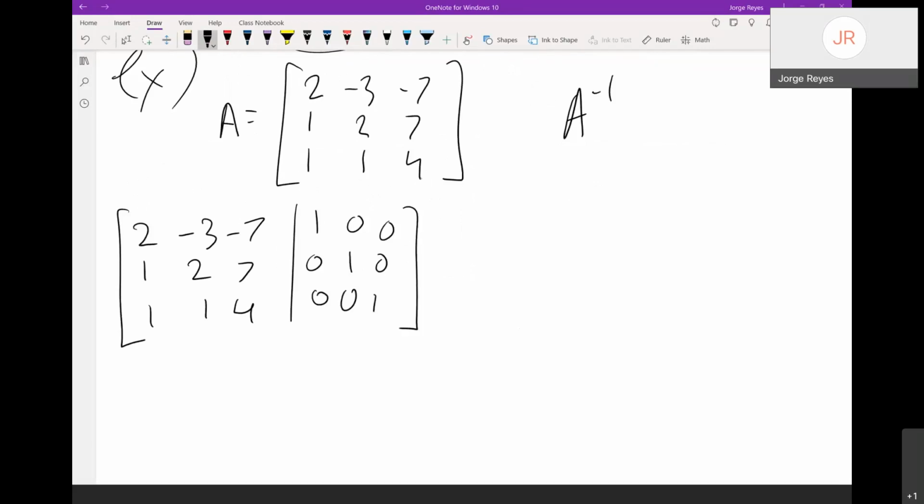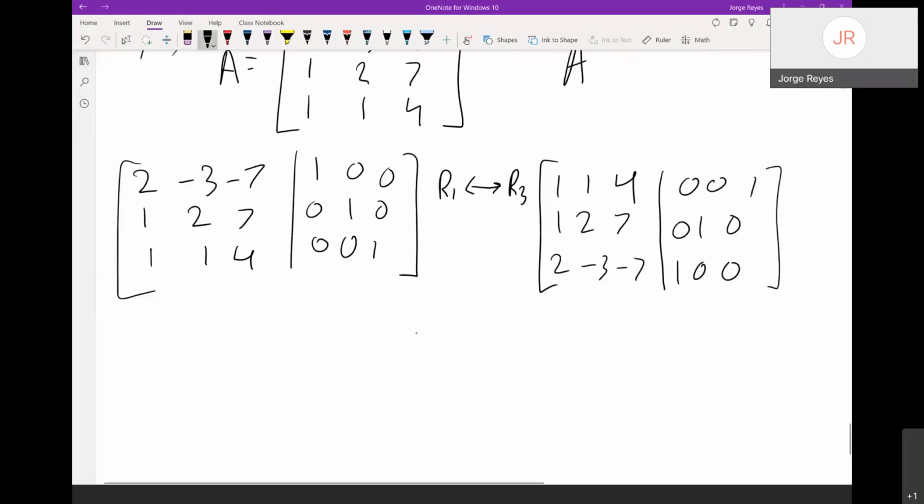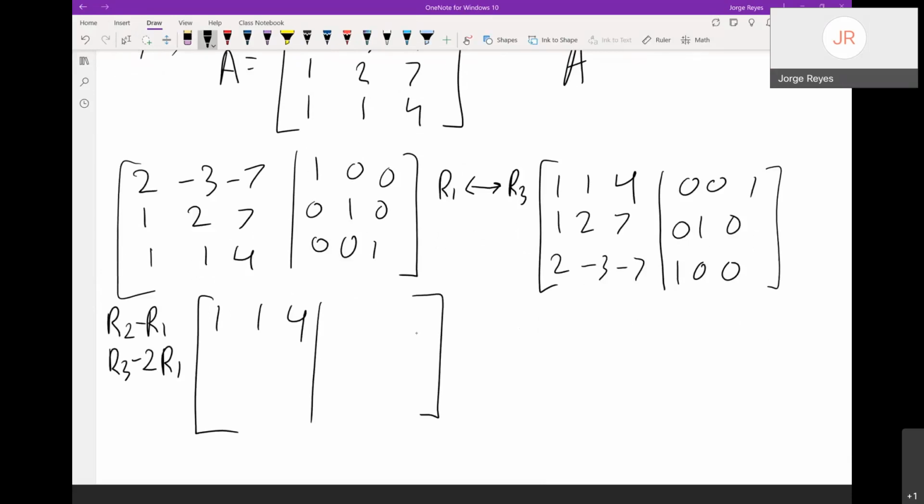Okay. And the first thing I'm actually gonna do is swap row 1 and row 2 because I kind of want the 1 here, which I guess I could subtract, but here's an example of when swapping is maybe okay. Okay, so I'm just gonna swap them. 2, -3, -7, 1, 0, 2, 7. Okay. So swap them. Okay, now I'm gonna do row 2 minus row 1, row 3 minus 2 row 1. Okay. So row 1 stays the same.